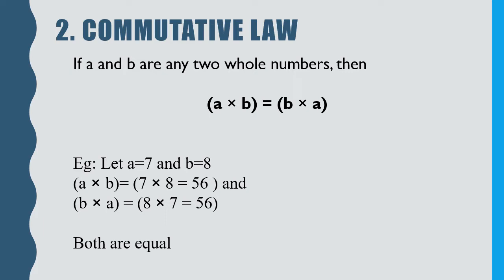Like we have in the example, a is 7 and b is 8. First we did a multiply b, which is 7 into 8, and then we did b multiply a, which is 8 into 7. The answer comes out to be 56 in both the cases. So both the sides are equal, so commutative law applies in multiplication.